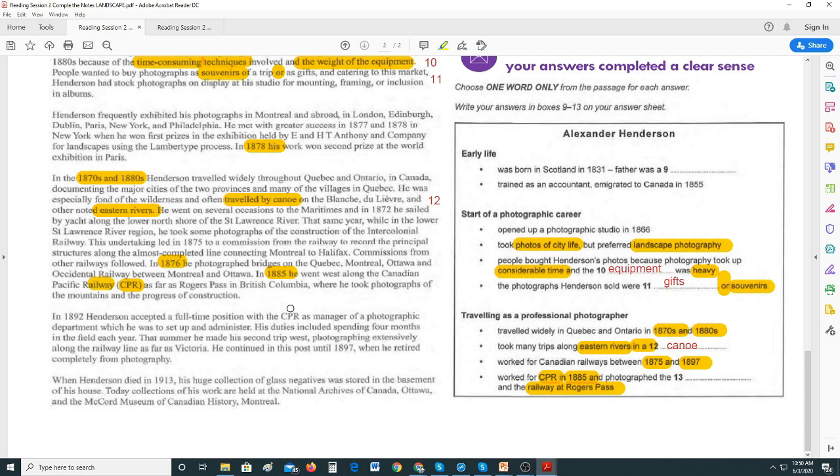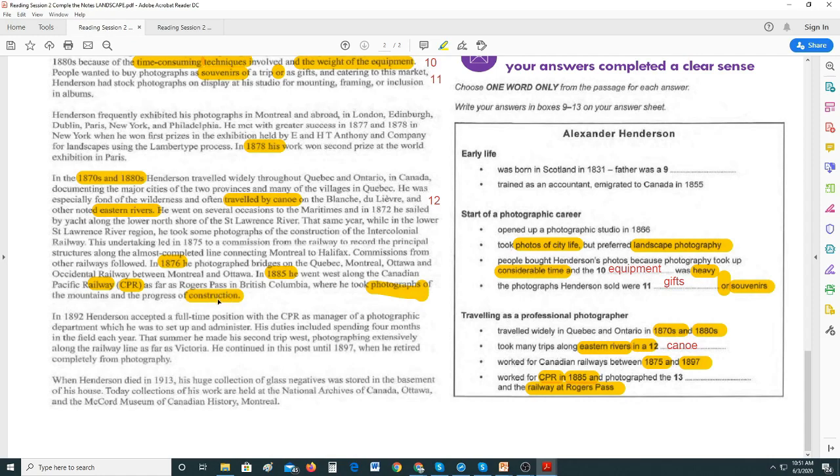Now if we read this sentence, in 1885 he went west along the Canadian Pacific Railway called CPR as far as Rogers Pass in British Columbia, where he took photographs. Yes, we got photographs here, photographs of the mountains and the progress of construction. See here, something and the railway. But wait, there's a big problem. He did not take photographs of railways, he just took photographs of construction. Now what is the construction about?